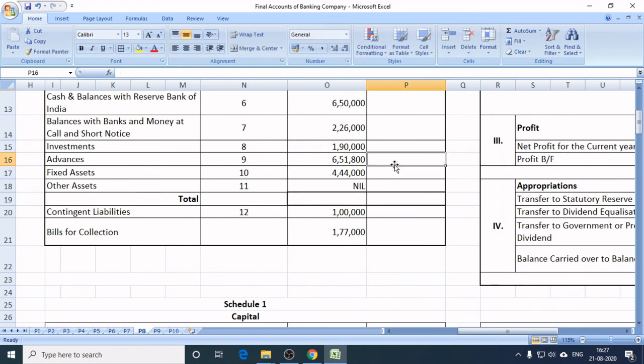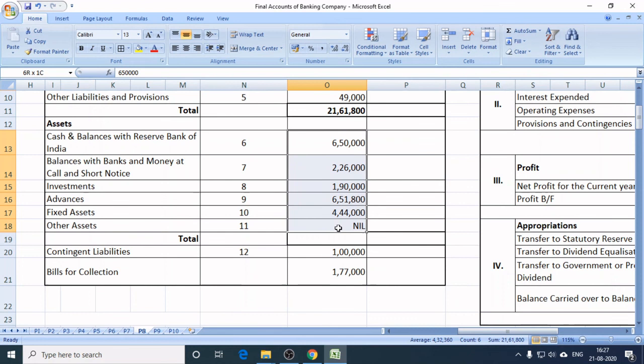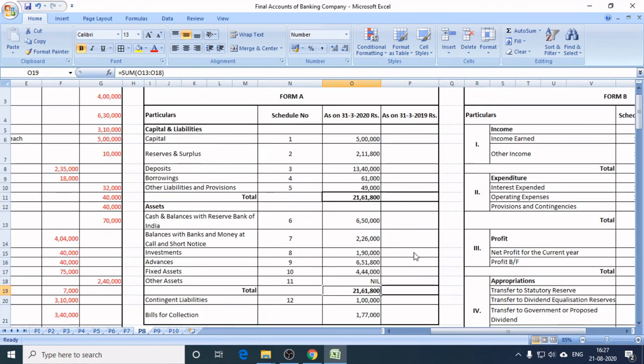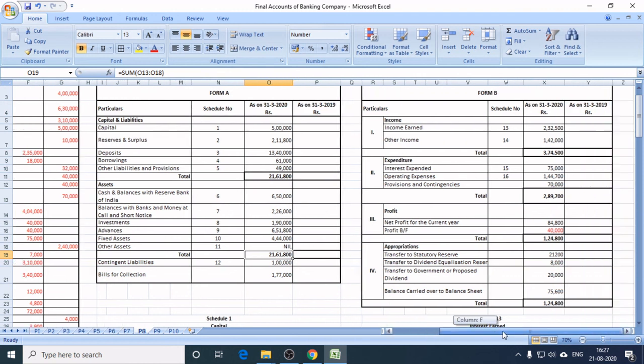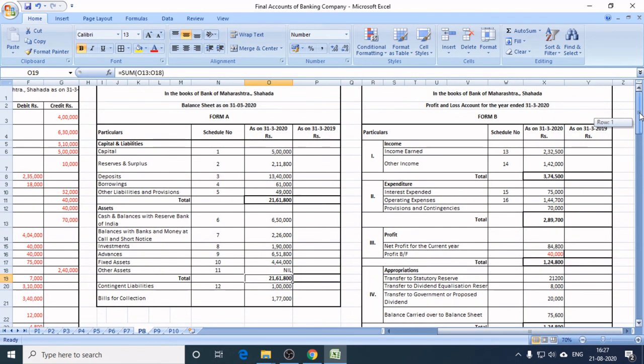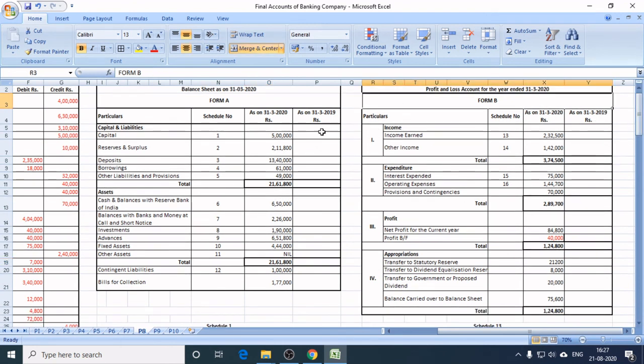Now I'll add the assets figures. Now 21 lakh 61,800. Now you can see here the total of liabilities matches with the total of assets. This problem is over. This is your tallied balance sheet, and this is the profit loss account of this bank. Thank you.